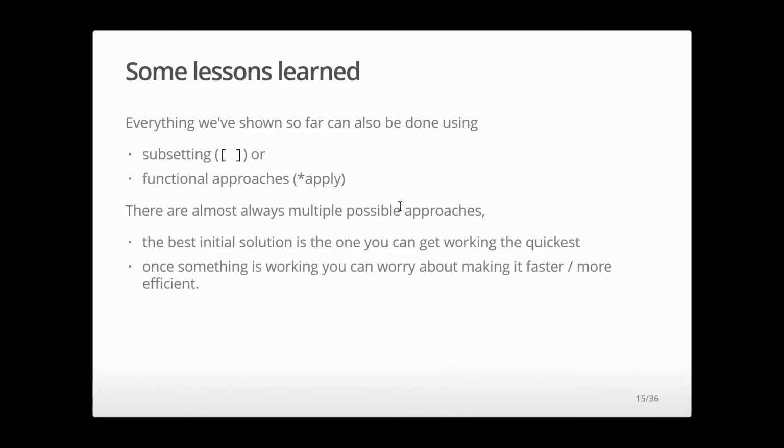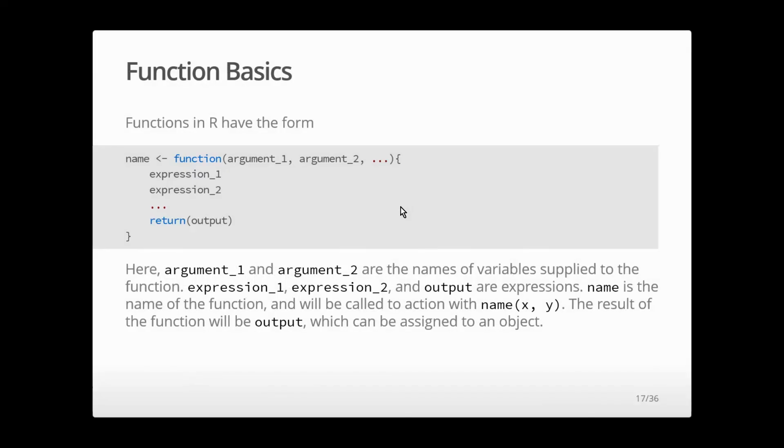Generally, the best initial solution is the one that you can get working correctly and the fastest. And then once you get it working, then you can start worrying about making it optimal, okay? And it is a good idea to try to think of how to optimize your code, how to make it run more efficiently. But sometimes, in general, the most time-consuming part is the programming, okay?